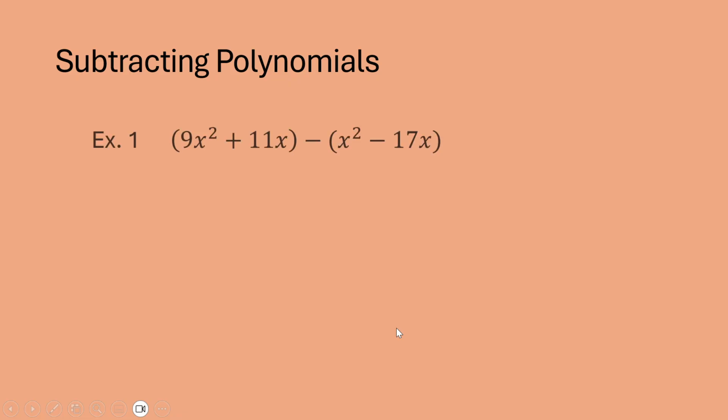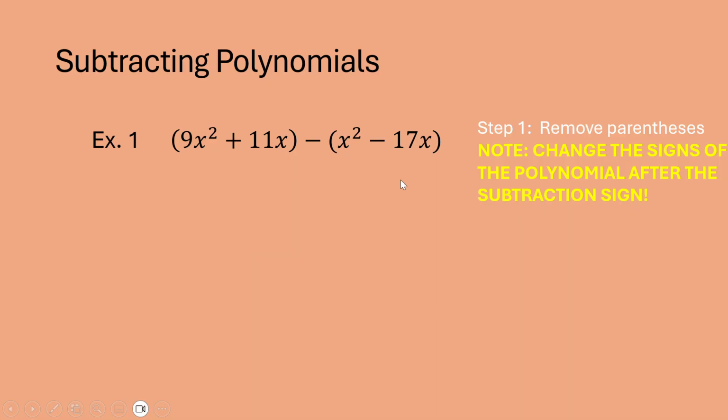Okay, let's take a look at another example. Again, step 1, remove the parentheses. And when you do that, the signs of the polynomial that comes after the subtraction will change. So this positive x squared will become negative x squared. This negative 17 will become positive 17. And this one will always remain the same. 9x squared plus 11x. This becomes negative. This becomes positive. Okay?